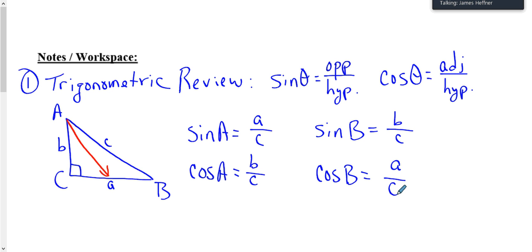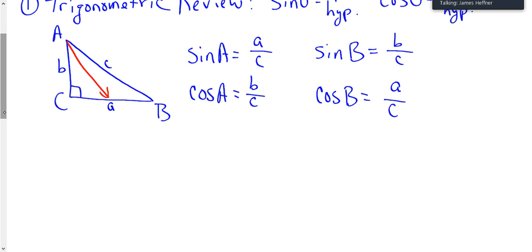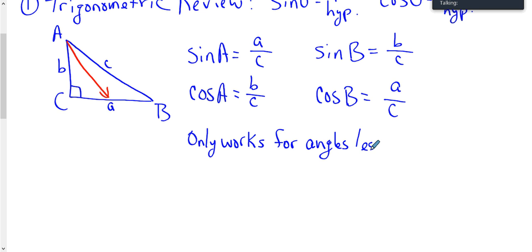Okay, remember that stuff? SOHCAHTOA. We're not going to deal with the TOA part today, right? But up until now, the sine and cosine of these two acute angles only works for angles less than 90 degrees, because those angles that we are looking at are the acute angles. They can't be 90, because then the triangle would add up to more than 180. So we only have one right angle. The other two have to be less than 90. So it only works for those until now.